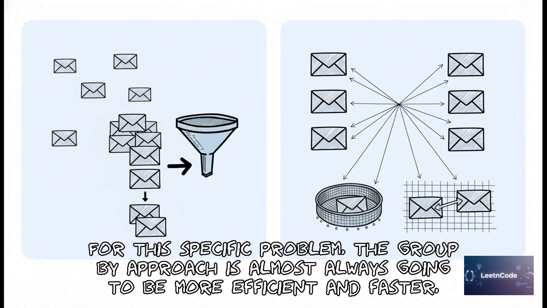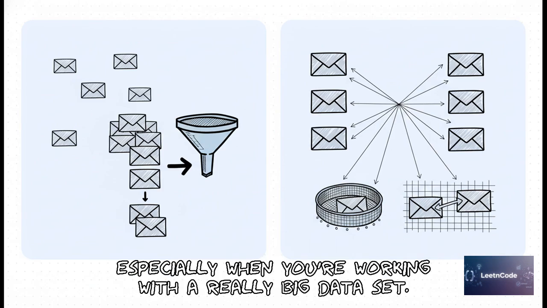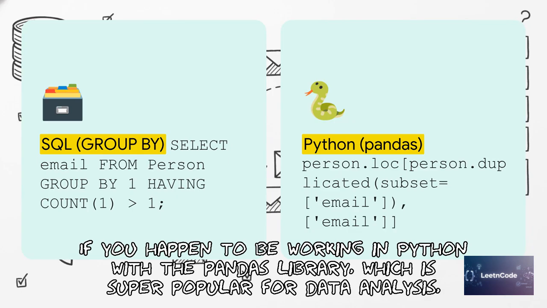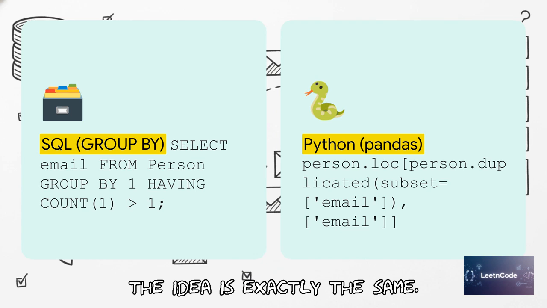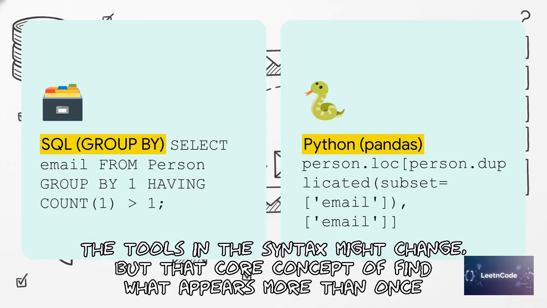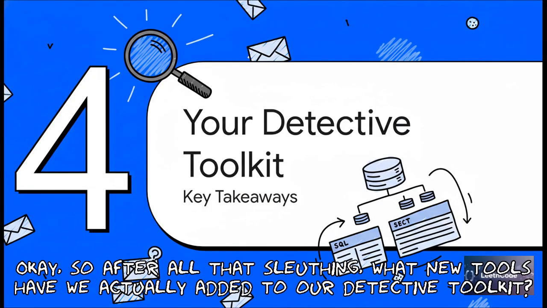For this specific problem, the group by approach is almost always going to be more efficient and faster, especially when you're working with a really big data set. And hey, this logic, it's not just locked away in the world of SQL. If you happen to be working in Python with the Pandas library, which is super popular for data analysis, the idea is exactly the same. There's a handy duplicated method that does all the heavy lifting for you. The tools and the syntax might change, but that core concept of find what appears more than once is totally universal.